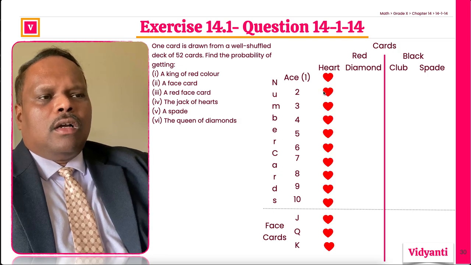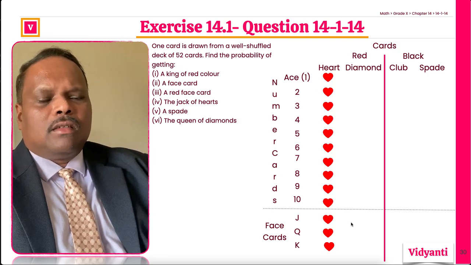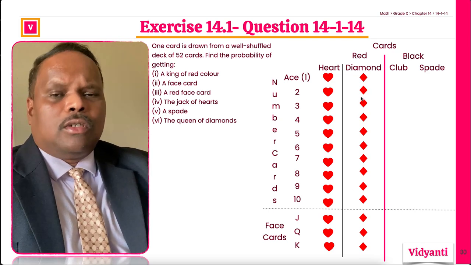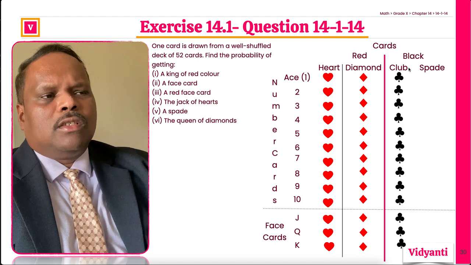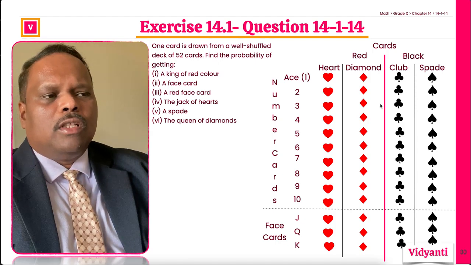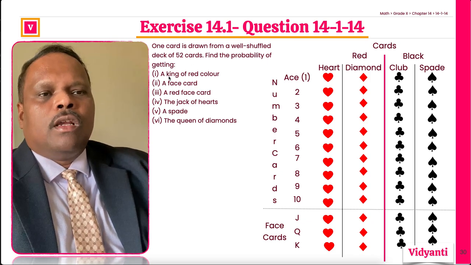Now, for heart there are 13 cards. Then for diamond there are 13 too; I have taken the same symbol as what you see in real life, so as to avoid confusion. Club is also 13 cards, and spade also 13 cards. So altogether we have 52 cards, 4 times 13. Now let's see the question.